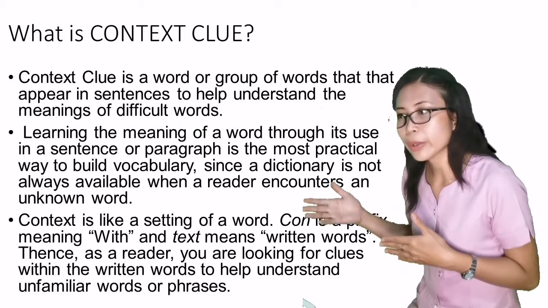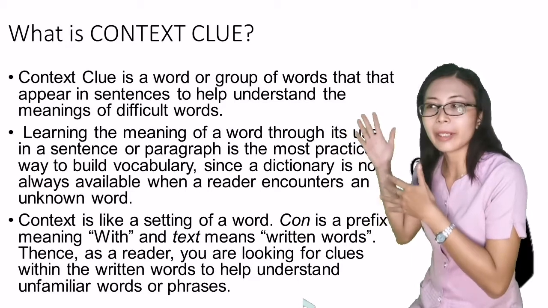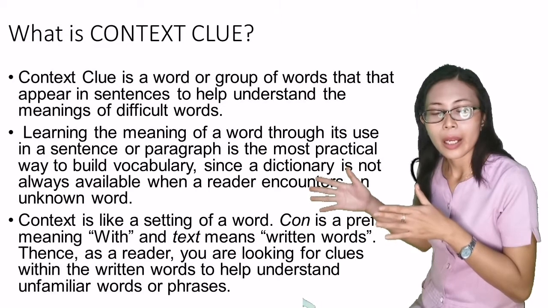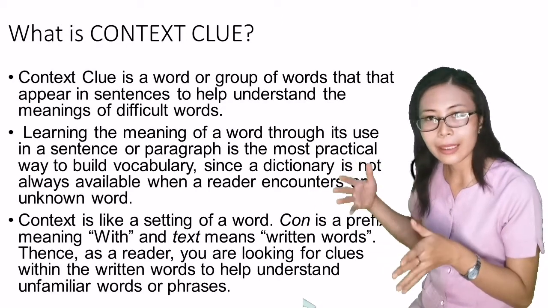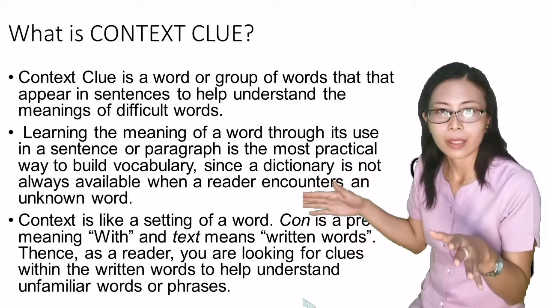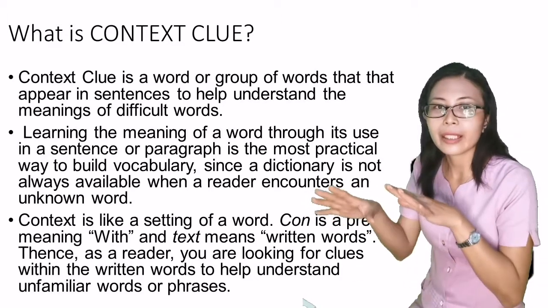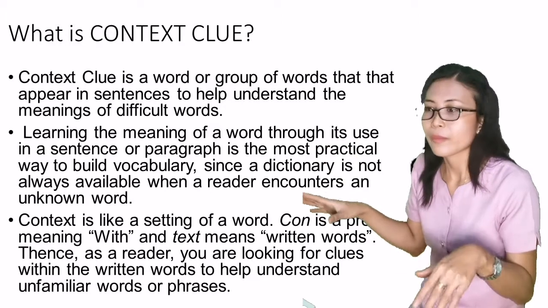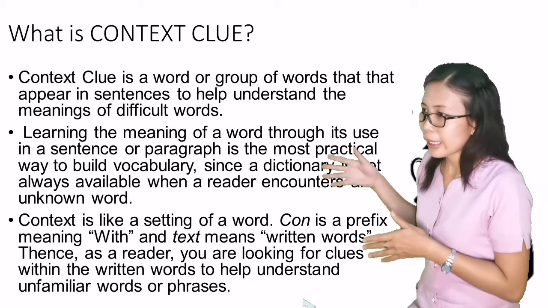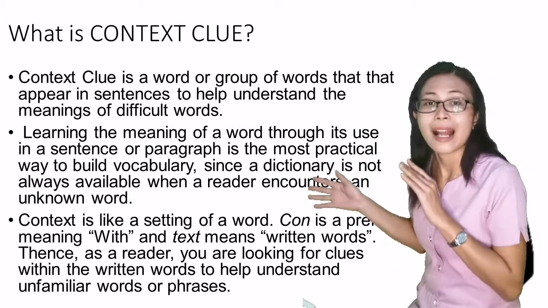A context clue is a word or a group of words that appear in sentences to help understand the meaning of difficult words. You are going to unleash the meaning of words without the use of a dictionary. You just have to observe. Look for clues just within the context, within the written texts. Learning the meaning of a word through its use in a sentence or paragraph is the most practical way to build vocabulary.